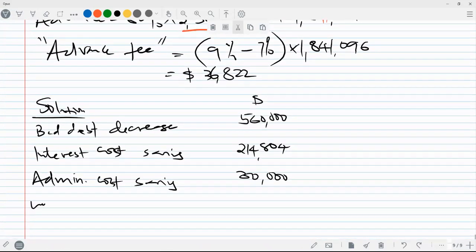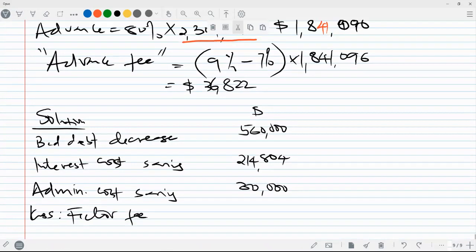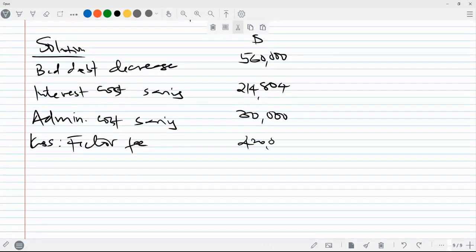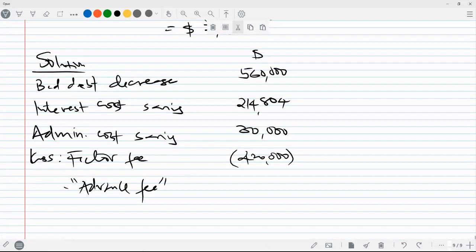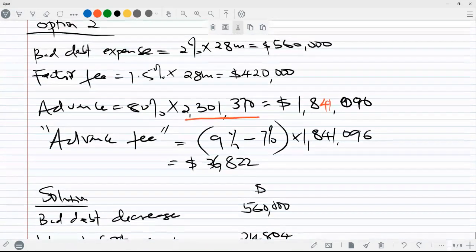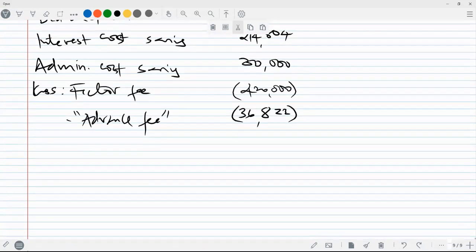Therefore, we less factor fee. The factor fee you're paying is equal to 420,000. Okay, we also pay in here the incremental amount paid because of the advance. Okay, there's advance fee in quote, that's 16,822. And that is it. Net saving.